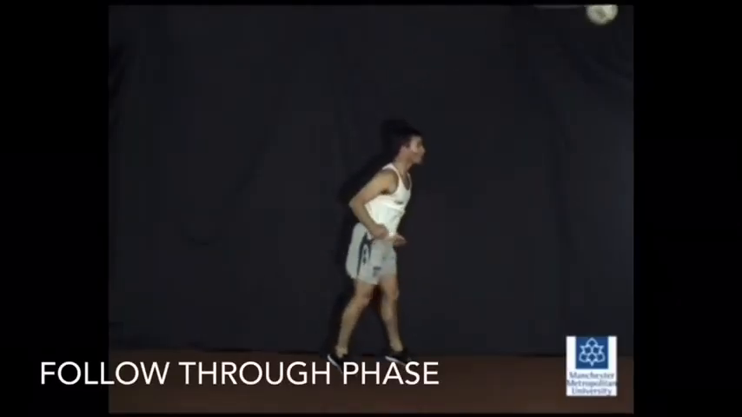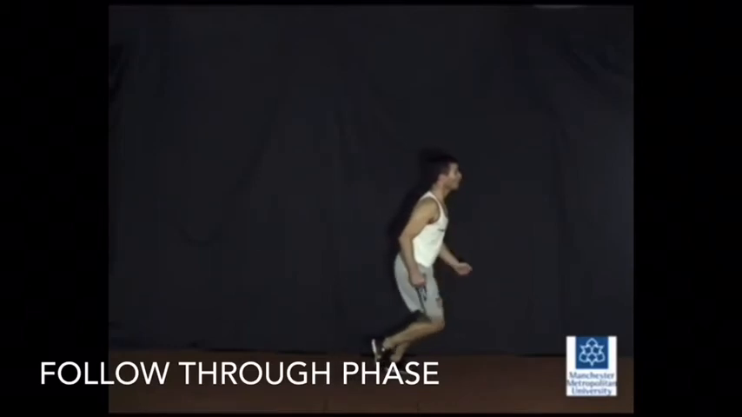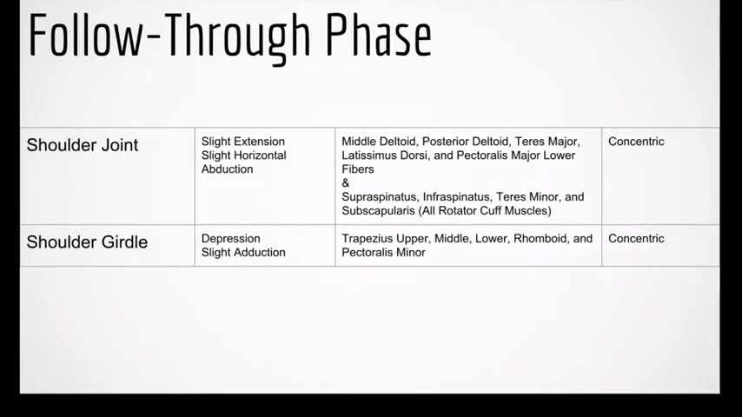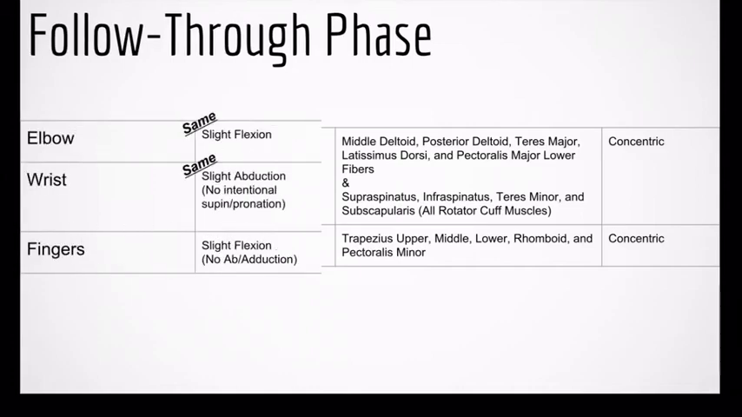Finally, in the follow-through phase, everything will return to how they were in the stance phase, with the exception of the neck. The neck is in a slight capital extension as he watches the ball. The splenius and erector spinae muscles are used for this eccentric contraction.